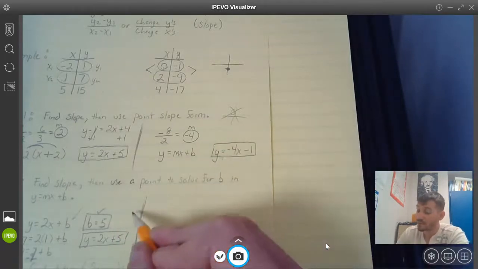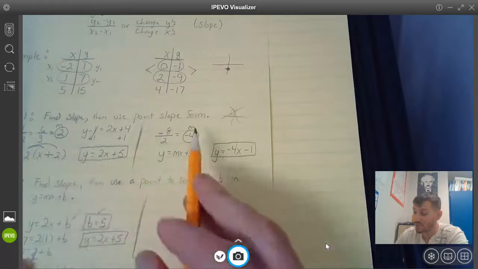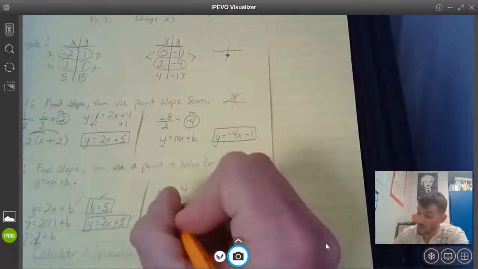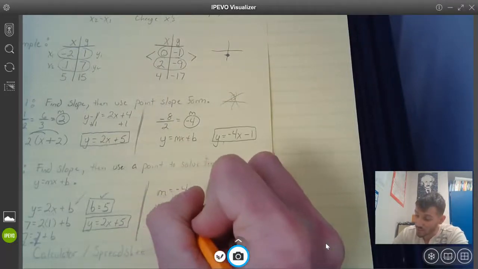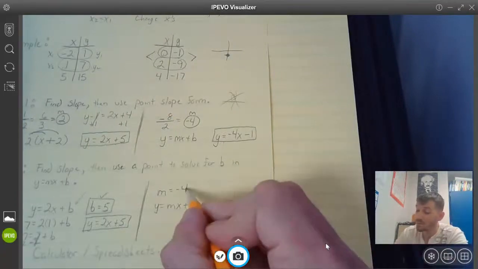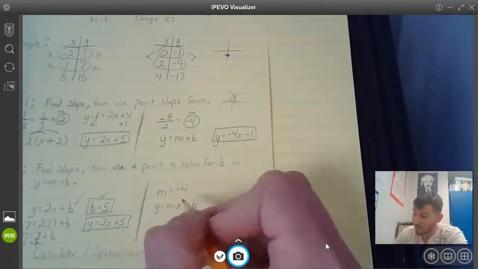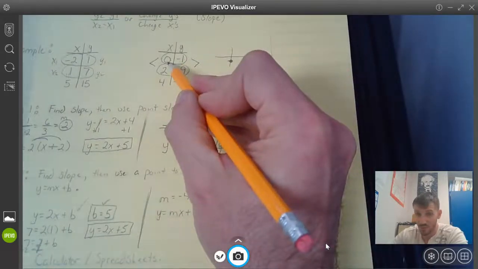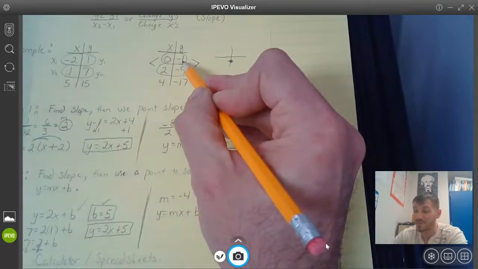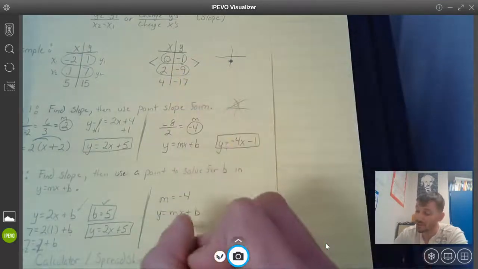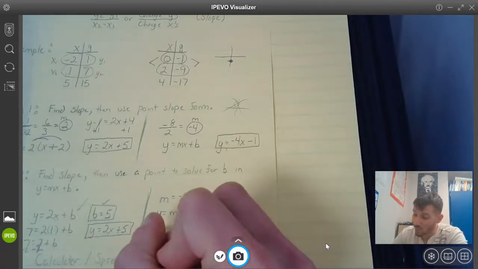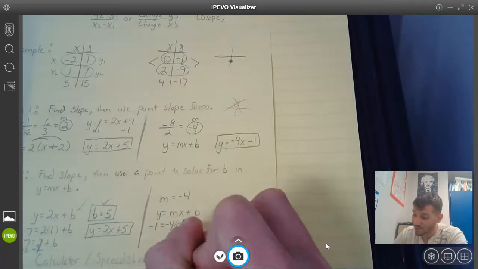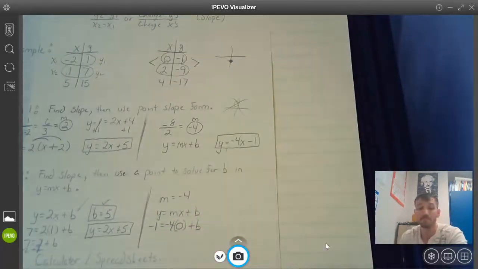So again, I first need to find my slope, so the same methods that we did. On this one, we know our slope was negative 4. So again, I'm going to write y equals mx plus b, plug in negative 4 for m, and let's pick a point. Let's pick the easiest one. Here it is: x is 0, y is negative 1. We know our slope, it's negative 4 times 0 plus b.